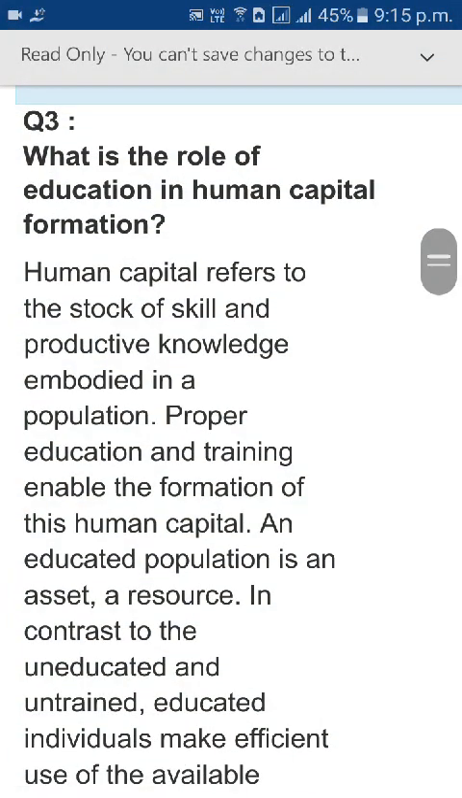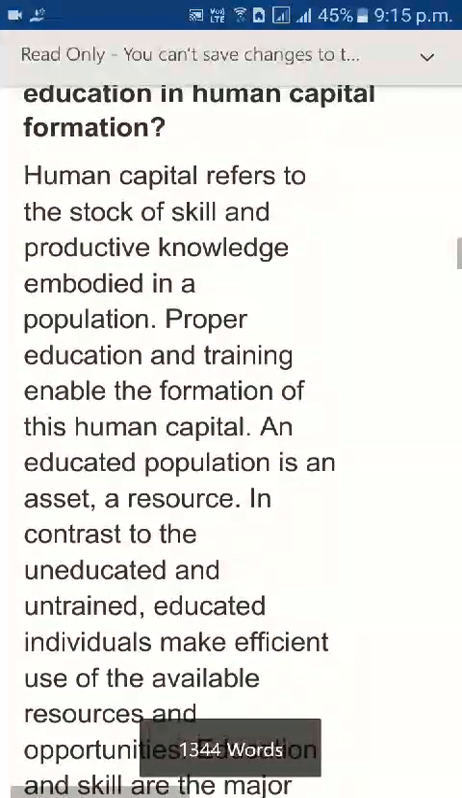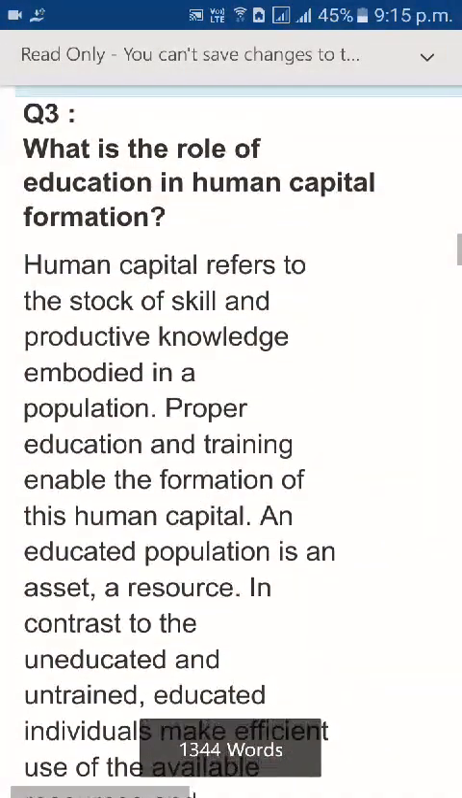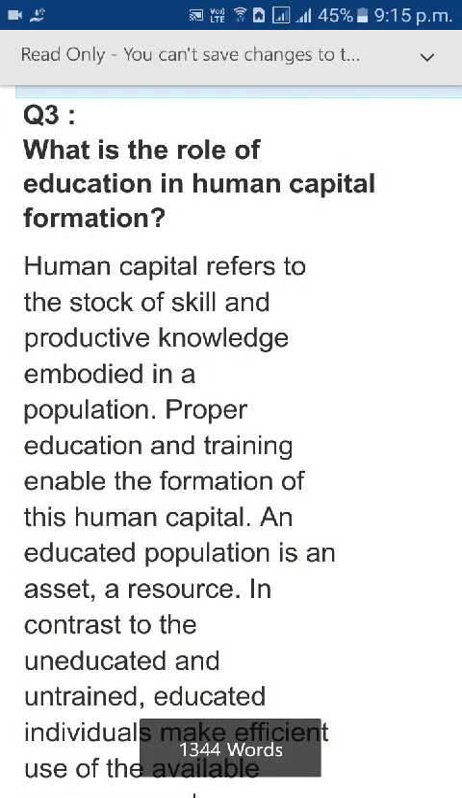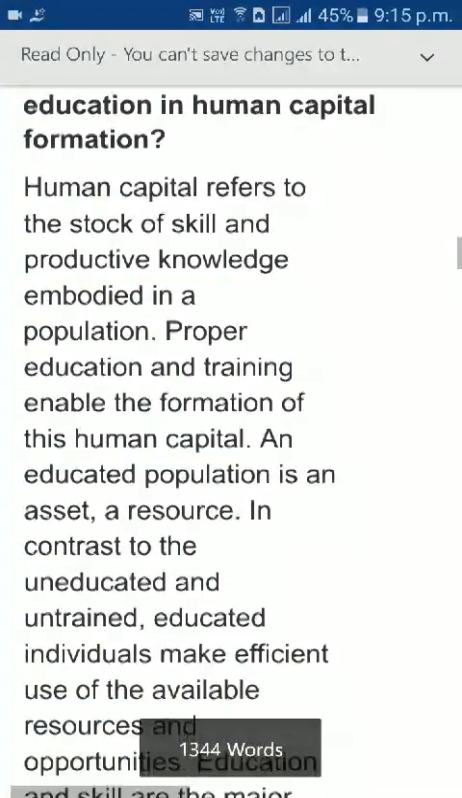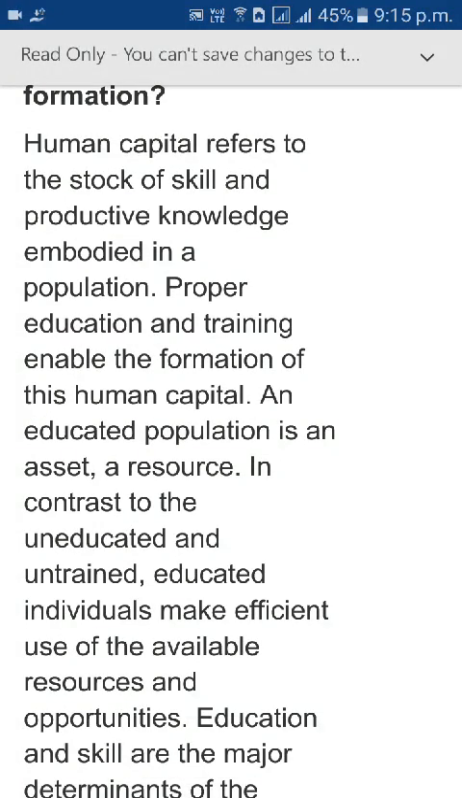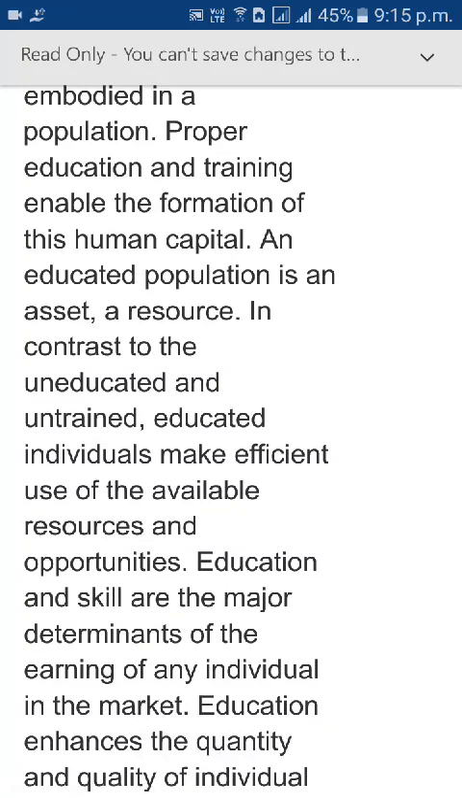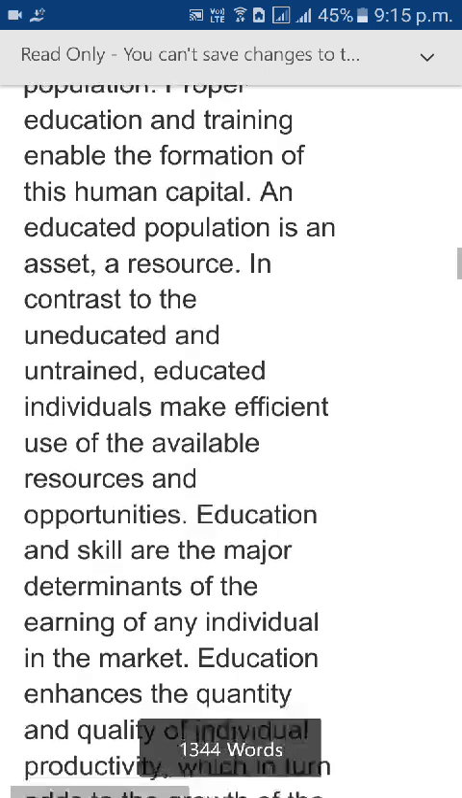Here the third question is, what is the role of education in human capital formation? So our answer is: human capital refers to the stock of skill and productive knowledge. Here capital means not the money. It is the skill of the people and even the productive knowledge of the people embedded in a population. So considering the population, proper education and training enable the formation of this human capital. An educated population is an asset, a resource.